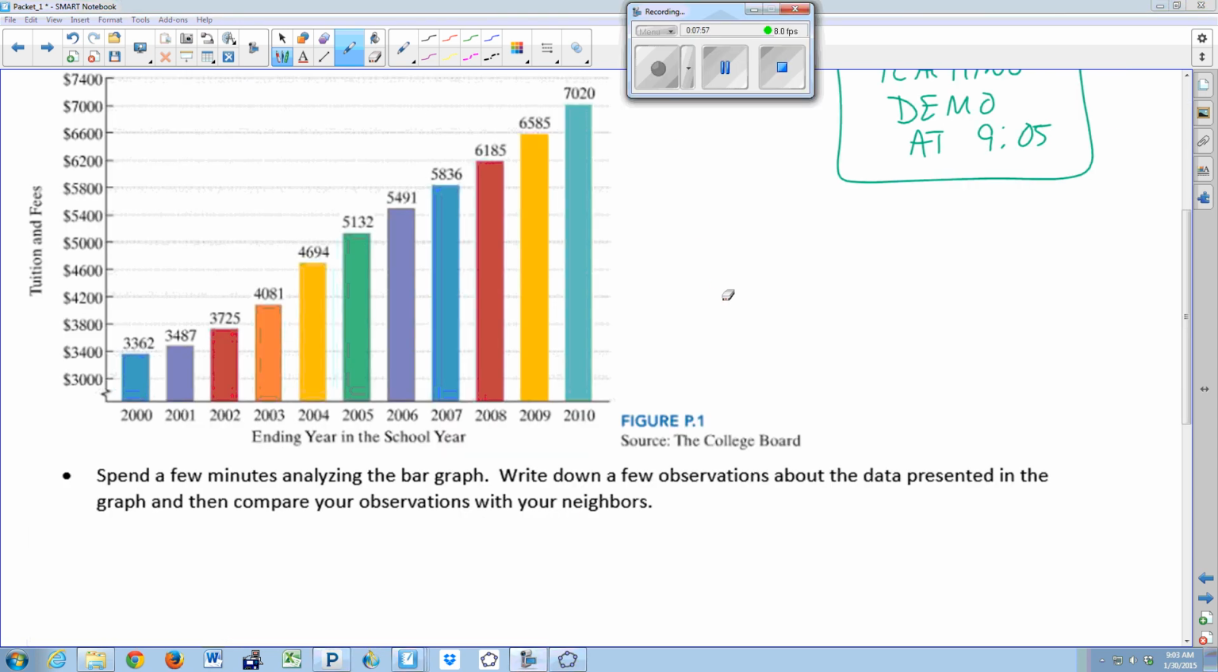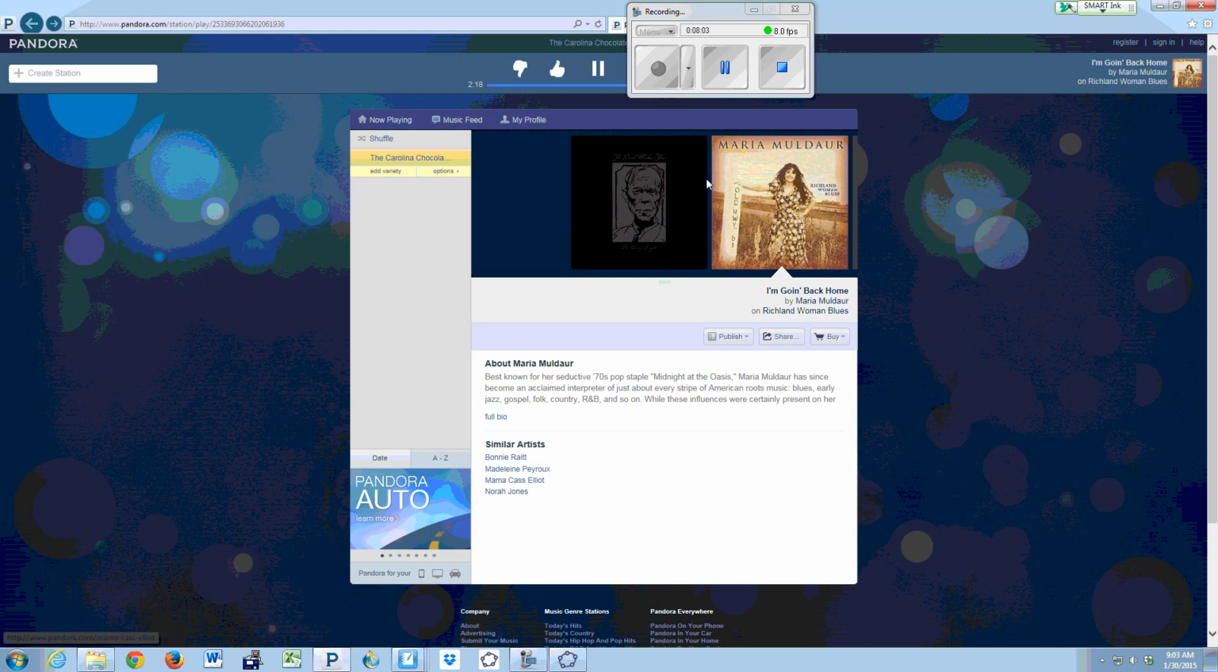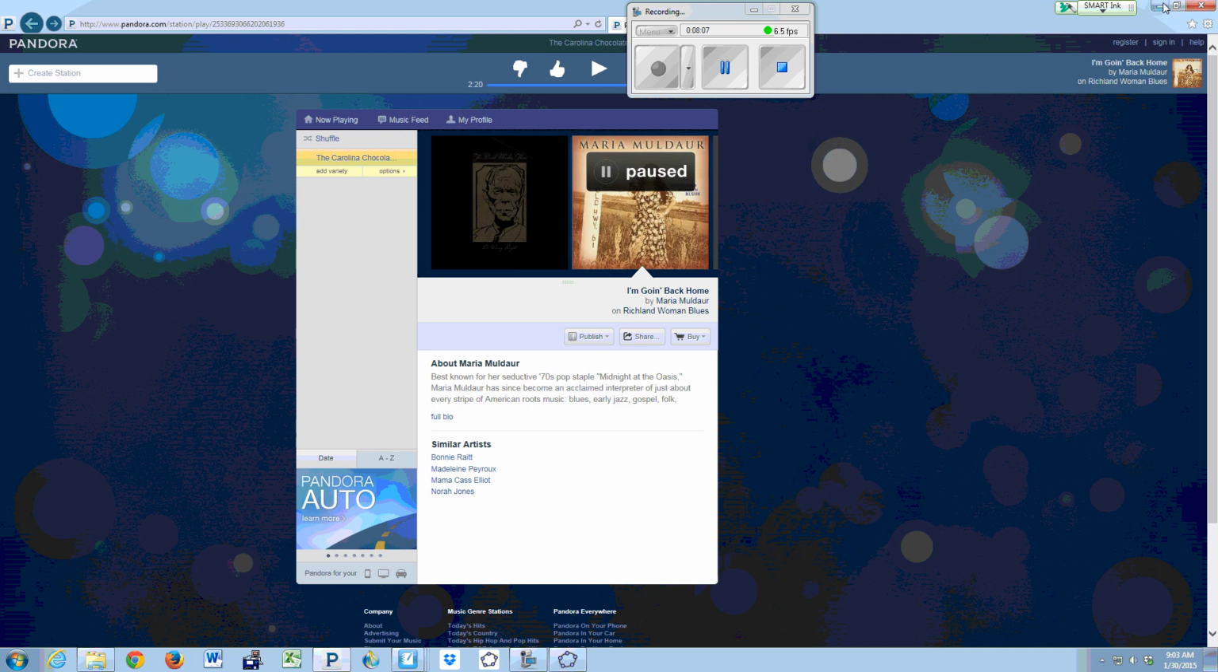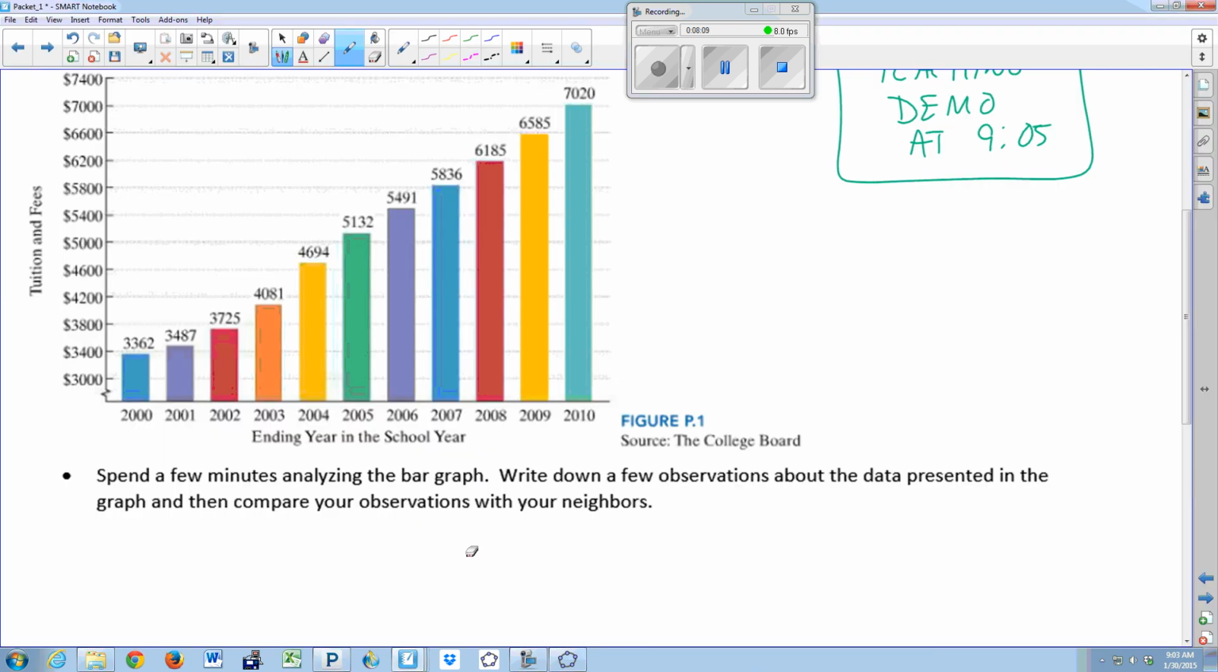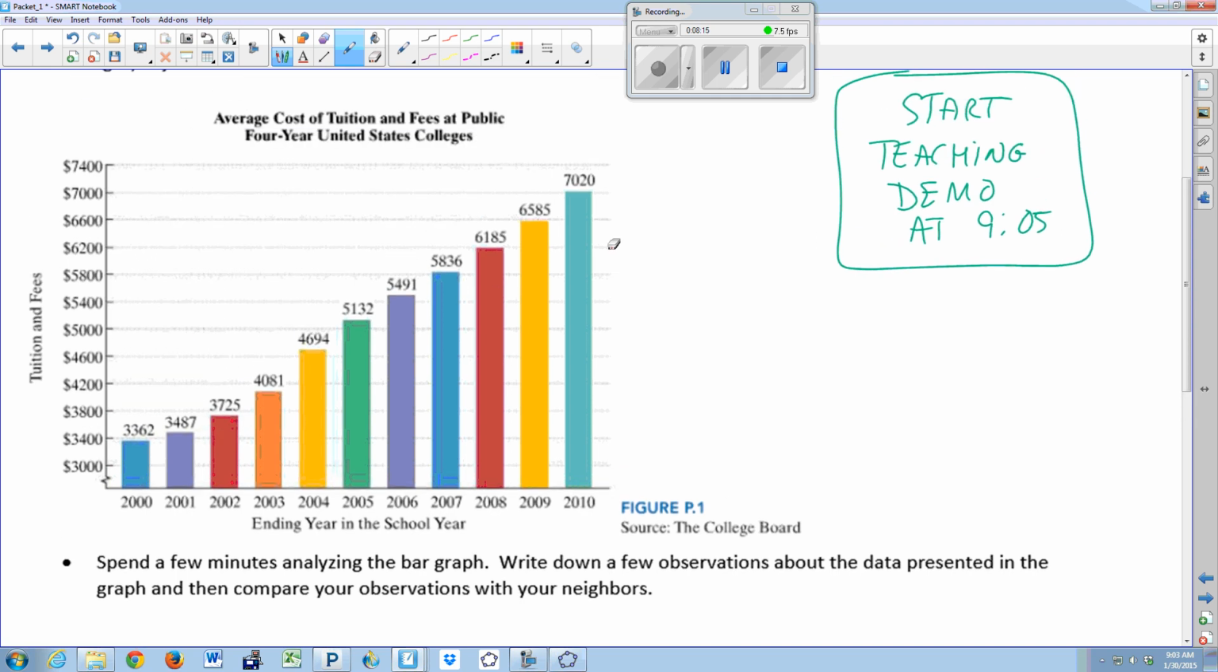Okay, so what did we come up with? Let me shut off the music for now. What did we come up with for a few observations of this particular set of data here of the tuitions? Average cost of tuition and fees at 4-year colleges. Just a couple quick observations.